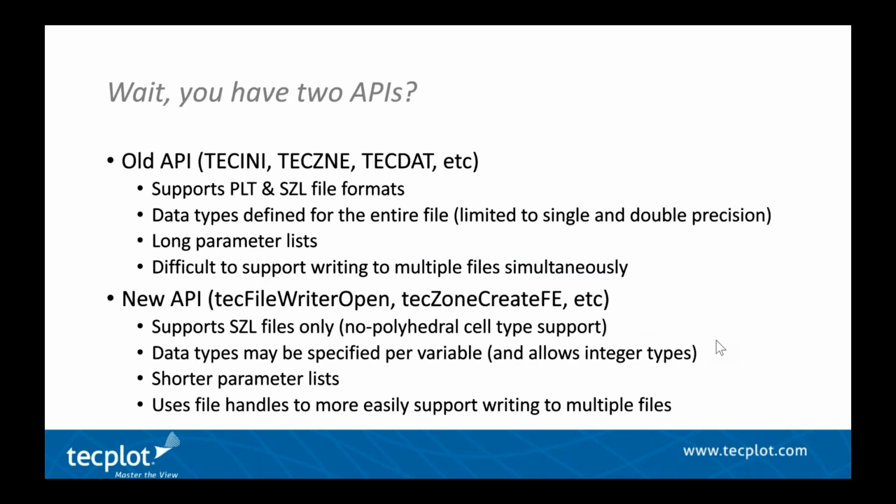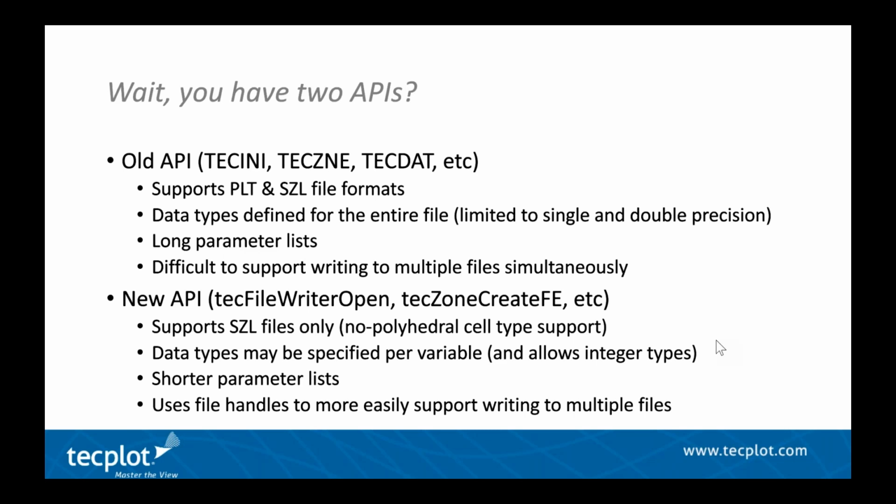Okay, and as you go through that documentation, you might think, wait, what? You have two APIs. Why do you have two APIs? We haven't got good names for these yet, so we just call them old and new API. So the old API is characterized by the functions all being in all caps and starting with TEC, and then usually followed by a short three-letter abbreviation of what that function does.